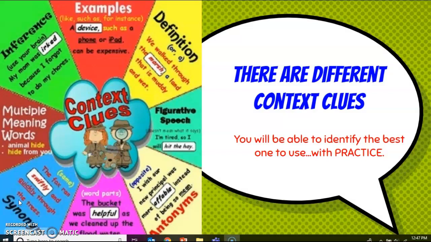There are different types of context clues. You guys have done an amazing job at this. For the most part, you always do awesome with identifying the different types. So you've had a lot of practice with this. So if you look here on the chart, just as a quick reminder, these are the different types here. Okay, and the more that you practice with them, the better you will be at identifying which one to use in each situation, which you guys are already really good at doing, actually.